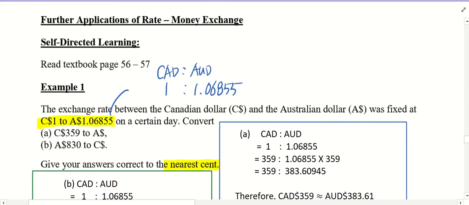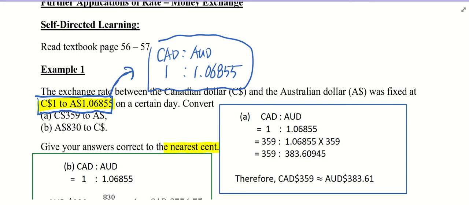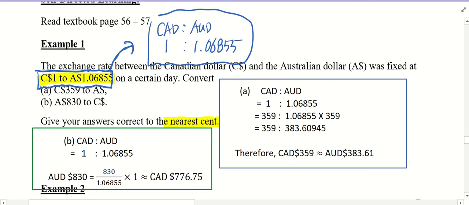Okay, so here, for example 1, we have an exchange rate between Canadian dollars and Australian dollars. CAD is to AUD. It was fixed at 1 Canadian dollar is to 1.06855 Australian dollars. So once I see this piece of information, I immediately highlight and do annotation by the side. I express it in a ratio: Canadian is to Aussie dollars, 1 is to 1.06855. Okay. So the question asks part A, convert 359 Canadian dollars to Australian dollars.